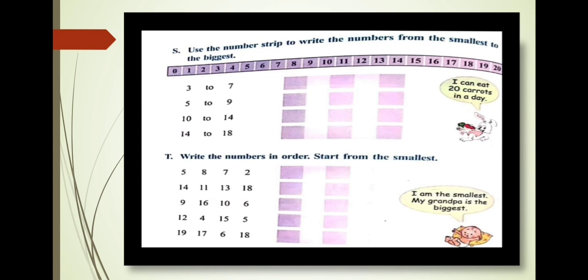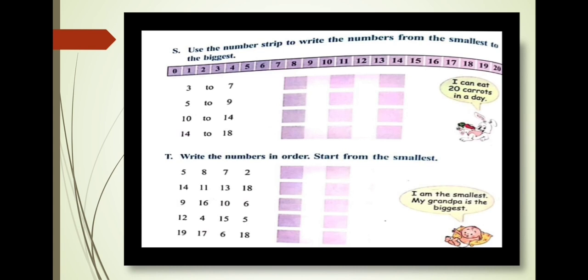Now, let us solve the second question. Write the numbers in order. Start from the smallest. So, in the first example, you can see 4 numbers: 5, 8, 7 and 2. So, you have to choose 2 numbers which are the smallest ones from the 4 numbers. So, the 2 smallest numbers are 2 and 5. Now tell me, which is the smallest number from 2 and 5?